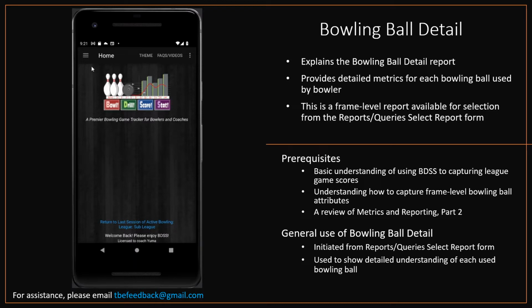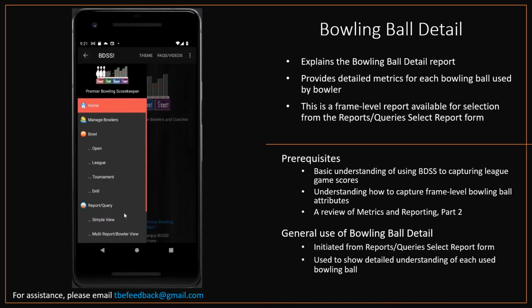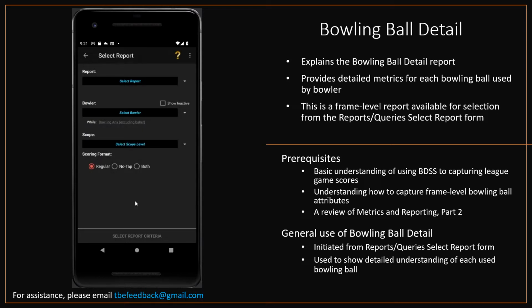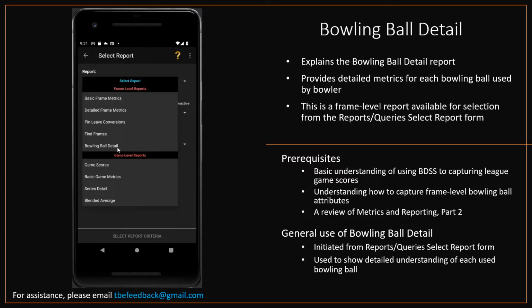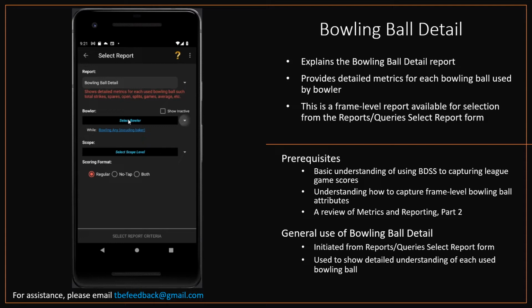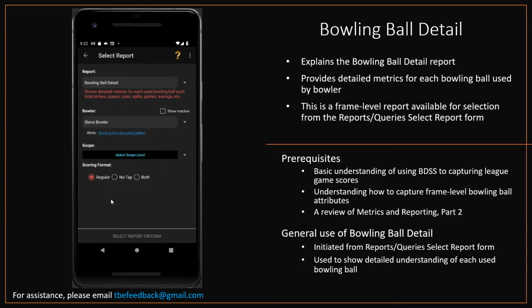From the home screen navigation menu, you'll see under Reports and Queries two submenus, Simple View and Multi-Report Bullet View. For this example, I'm just going to select Simple View. It'll take me to the Select Report form. Under Report, I'm going to choose the Bowling Ball Details Report. For Bowler, I'm going to choose Steve Bowler.